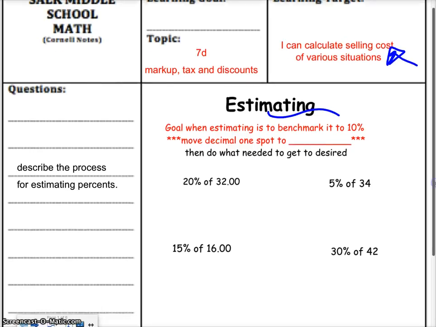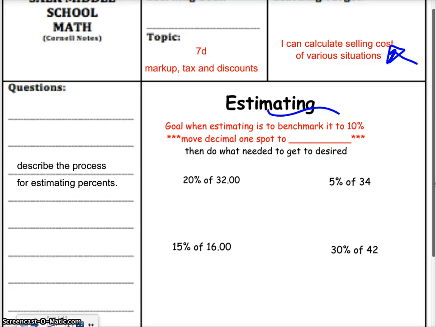Okay, estimating: your goal when you estimate is to benchmark to 10%. Circle the 10. It's very important. 10% is moving a decimal one spot to the left. That's what 10% is. For example, 10% of 1440 is 1.44.